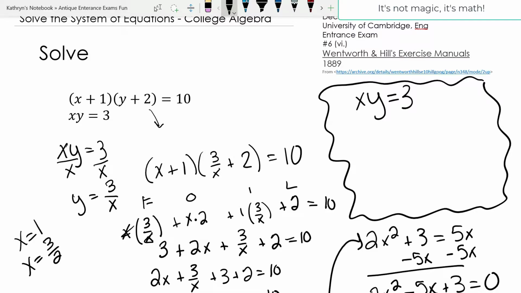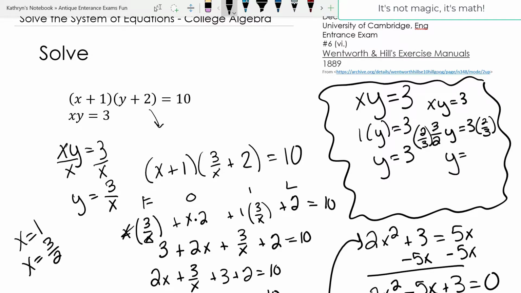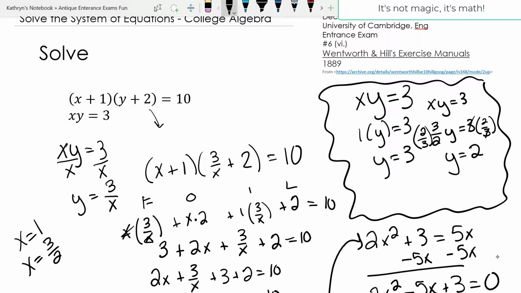So for the first one, if I put 1 in for x, it turns out that y is 3. Let's do the second solution, x times y equals 3. I'm going to put 3 halves in for x. I can divide by 3 halves, or since we're doing it by hand, we're just going to multiply by its reciprocal, 2/3. Now we have y equals, the 3's cancel, 2. Now what did we actually figure out? Well, when 1 is x, 3 is y. And when x is 3 halves, y is 2.